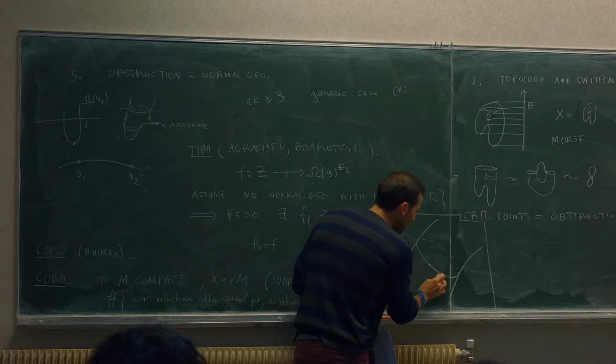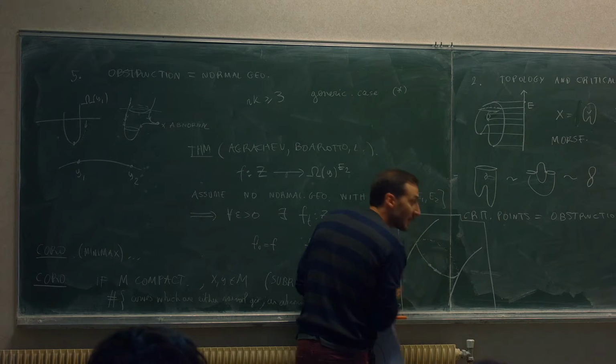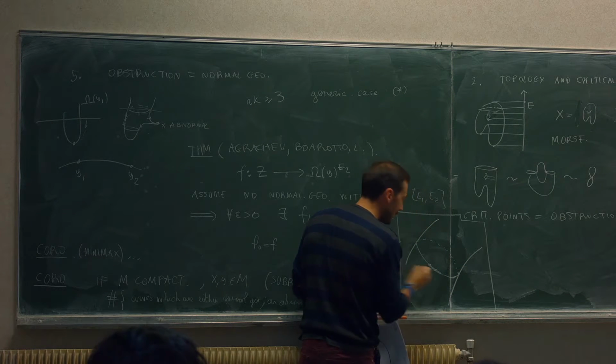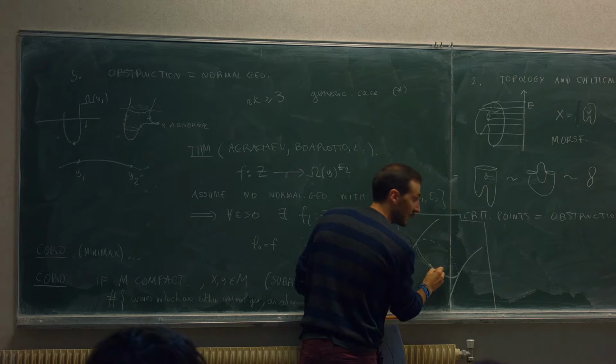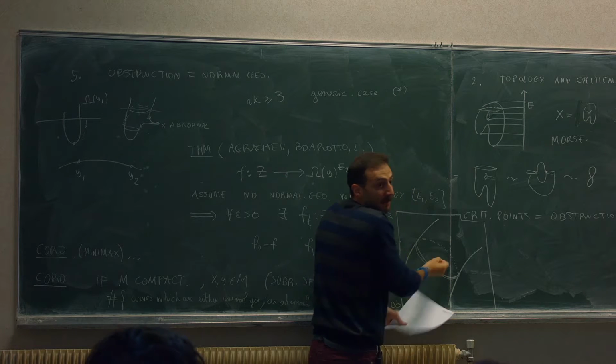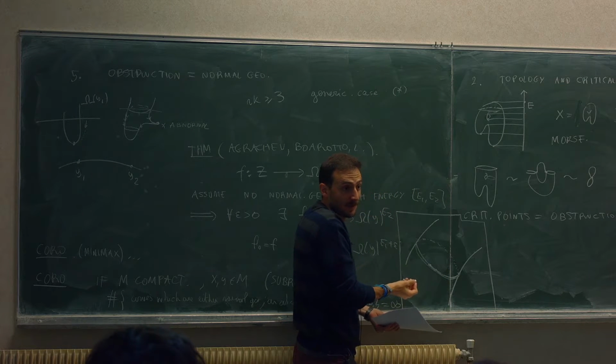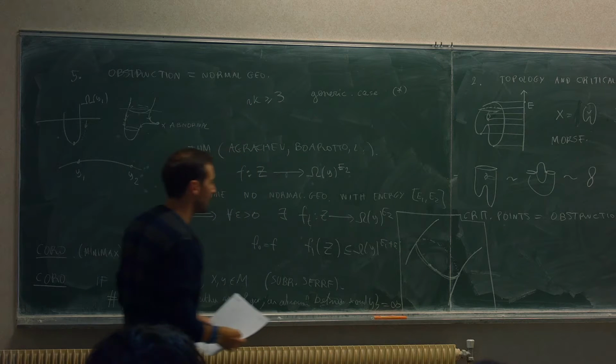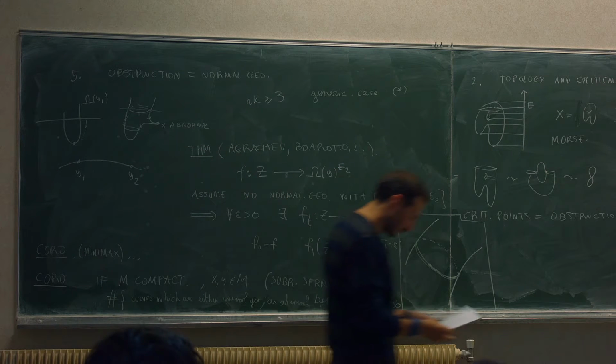So now you see, take this point and take this point. It's maybe just two close points. First geodesic, here it is. Second geodesic, here it is. Third geodesic. So you have infinitely many abnormal geodesics joining these two points. So we cannot rule out this possibility.